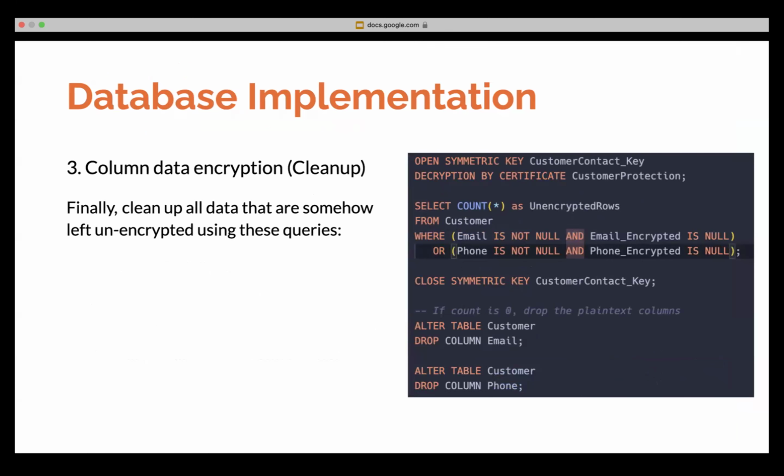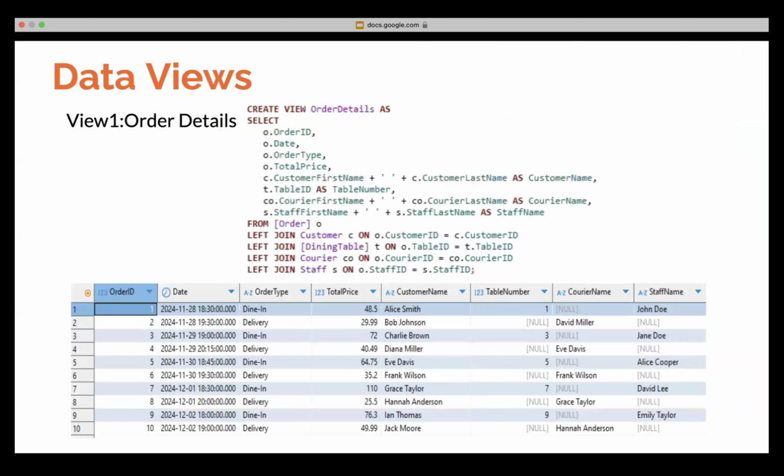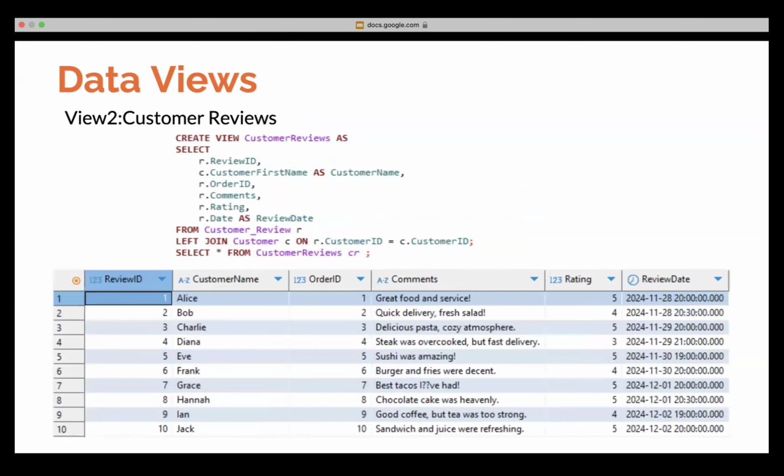Okay, next, I'll introduce the data views in our management system. The first view is order details. This provides a summary of each order. It shows customer names, table numbers, staff, and couriers, and makes it easier to monitor both dine-in and delivery operations. The second view is the customer reviews. This displays customer names and their comments, ratings, and review dates. It's very important for evaluating customer feedback.